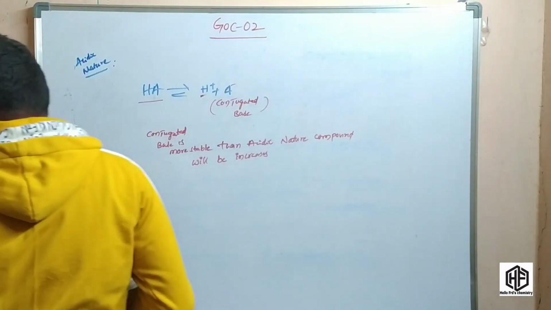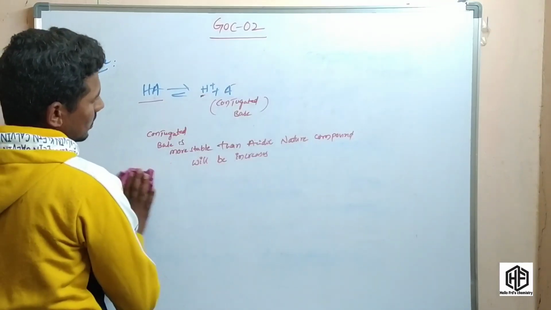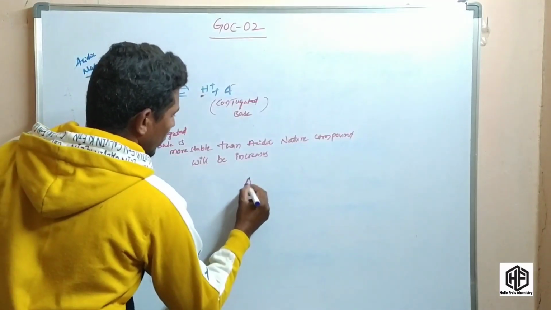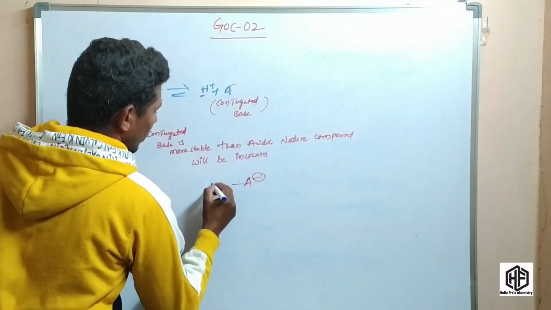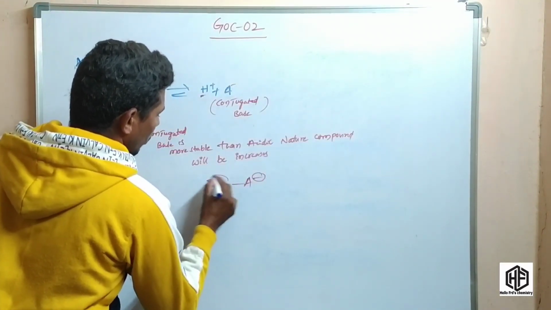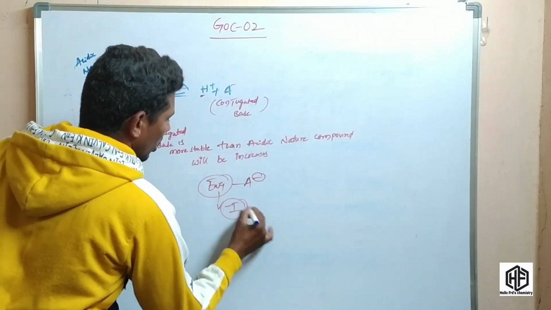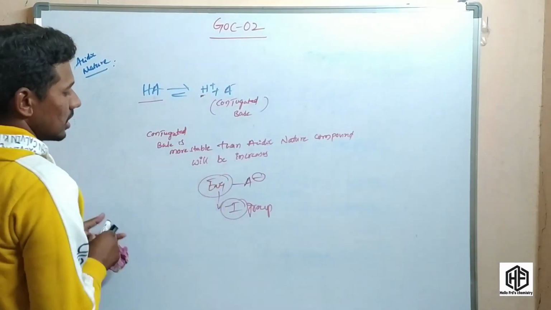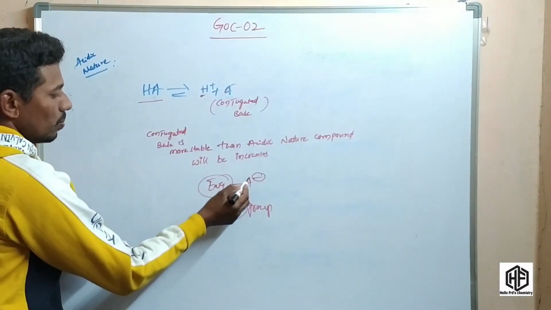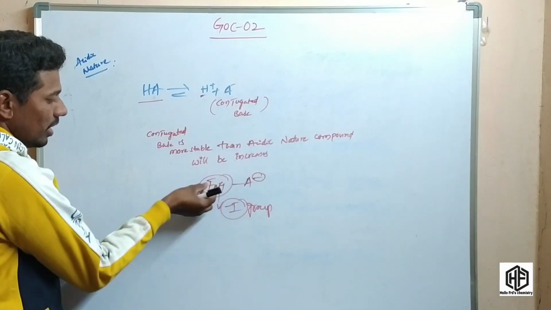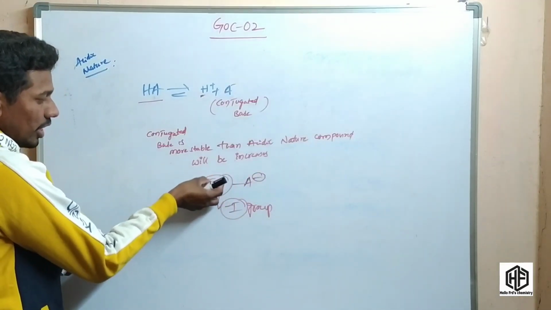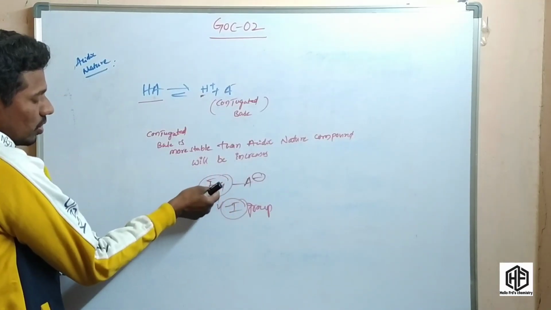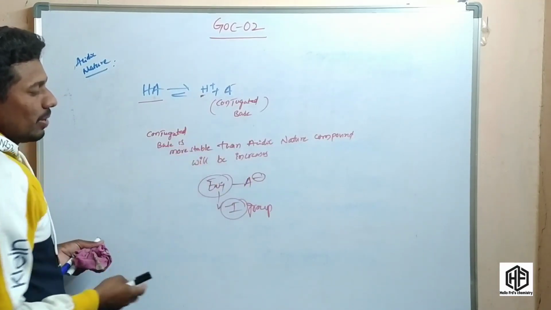Next, we are going to one example. When the minus I order increases, for example, this is the conjugate base, A minus. It is connected to an electron withdrawing group, which means a minus I group. When the minus I order increases, this negative charge will be attracted by the electron withdrawing group. The stability of the compound will increase, as the minus charge is withdrawn to the neighboring group.